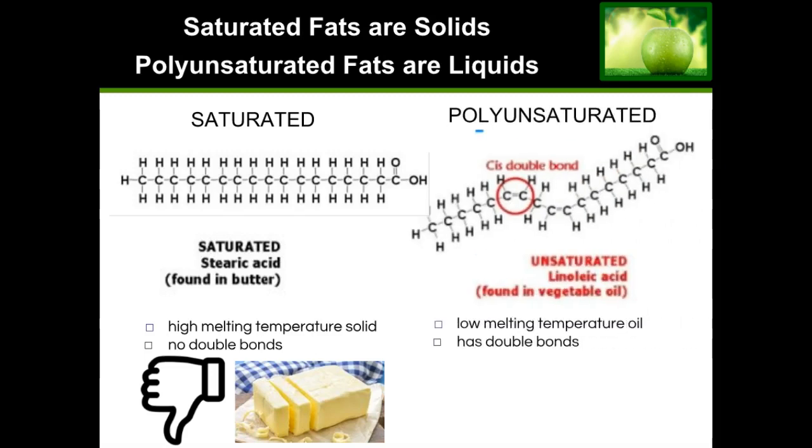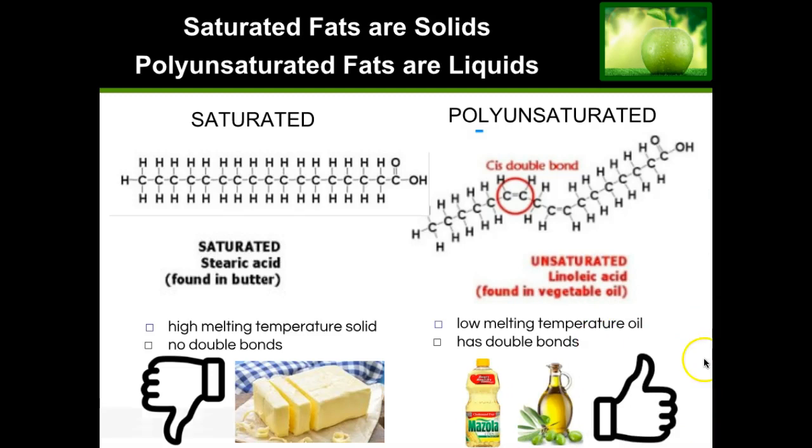Next, the unsaturated fats. Unsaturated fats contain carbon-to-carbon double bonds, which causes a kink or a change in shape in the fatty acid chains. These unsaturated fatty acids are found in vegetable oils. They have lower melting temperatures. They are liquids at room temperature, and of course they contain these double bonds. These are good fats to include in your diet. They include things like olive oil and canola oil.